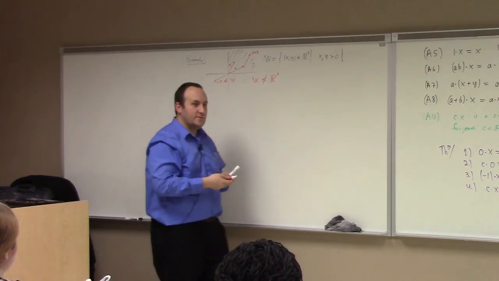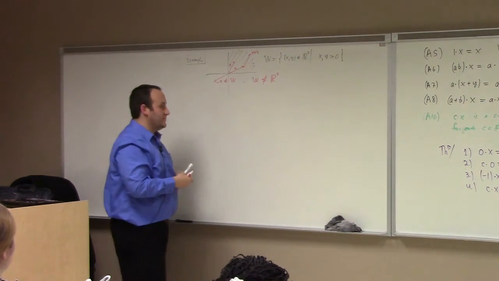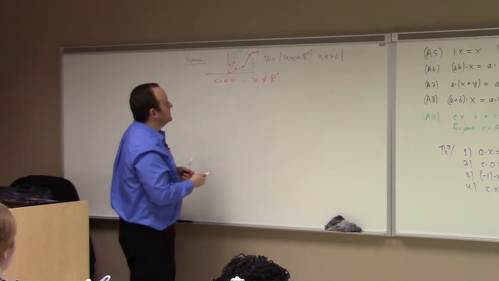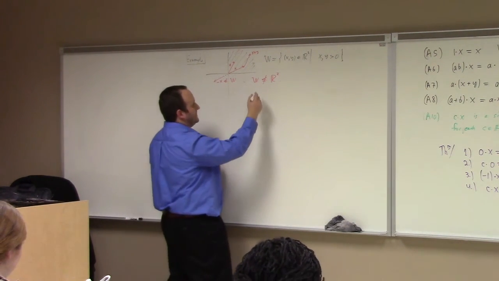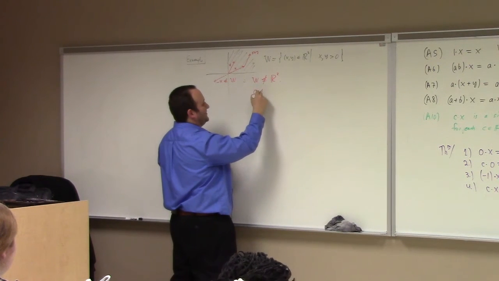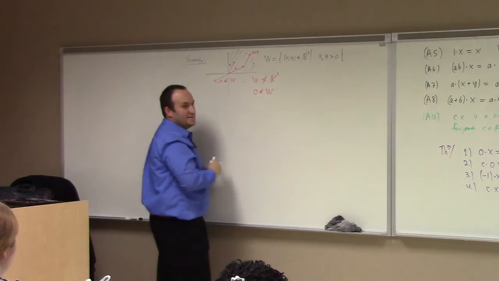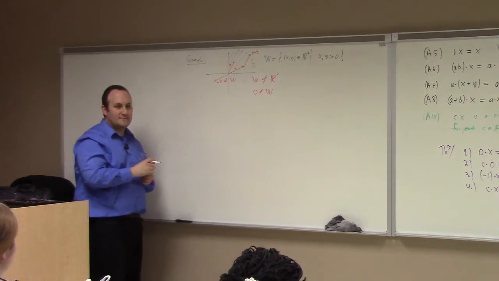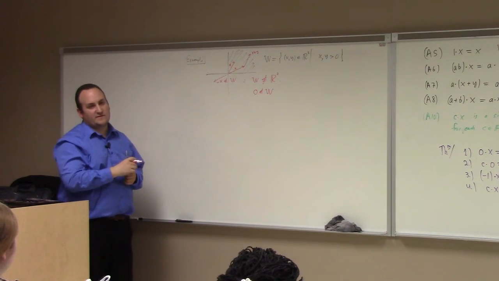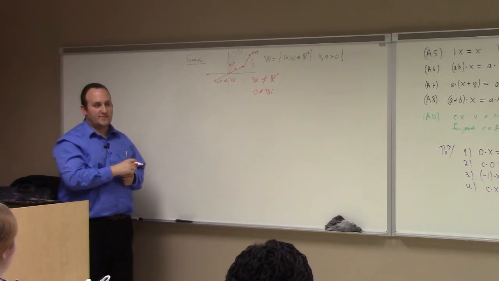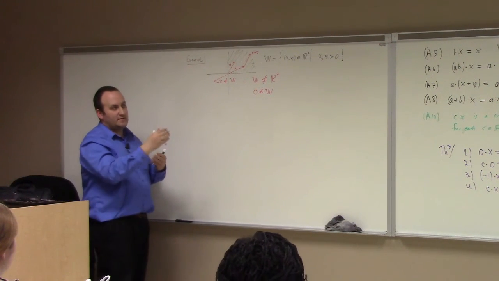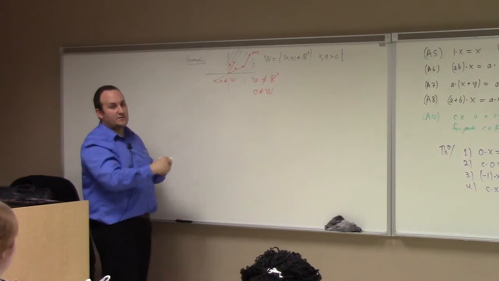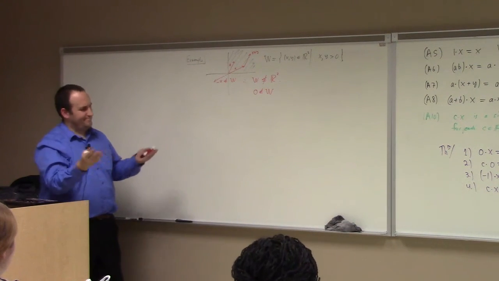But are there other complaints you could lodge against W in terms of its status as a vector space? How about this? 0 is not an element of W. That's kind of a big problem. That's a pretty good place to start when you're thinking about something being a subspace. If it doesn't have 0 in it, the 0, whatever that 0 might be, 0 function, 0 vector, whatever, game over.